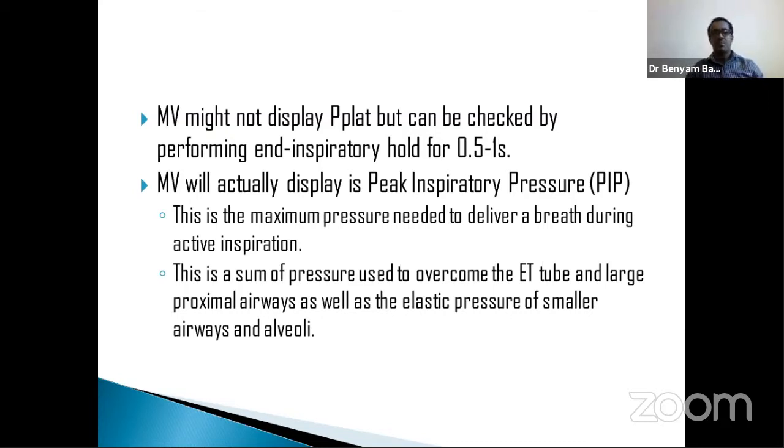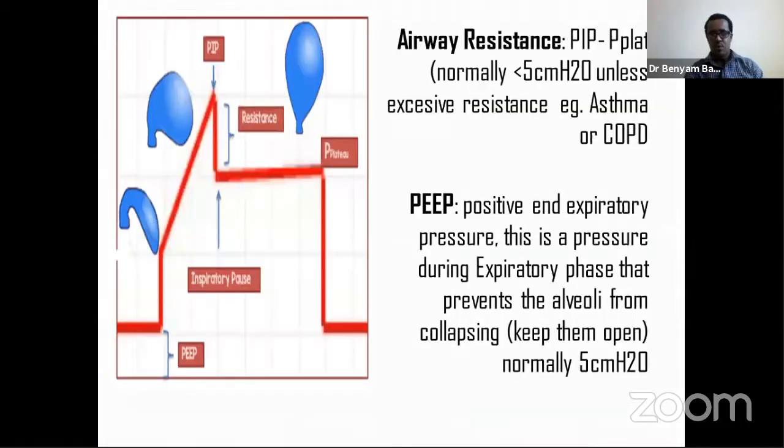What does peak inspiratory pressure imply? It is the maximum pressure that's needed to deliver a breath during active inspiration. It is the sum of all the pressures needed to deliver that breath through the conducting tubes: the ET tube, the large proximal airways, as well as the smaller airways and alveoli. Technically, peak inspiratory pressure is the summation of the plateau pressure and the other pressures generated as air passes through the ET tube, the trachea, and the larger airways, including the PEEP.